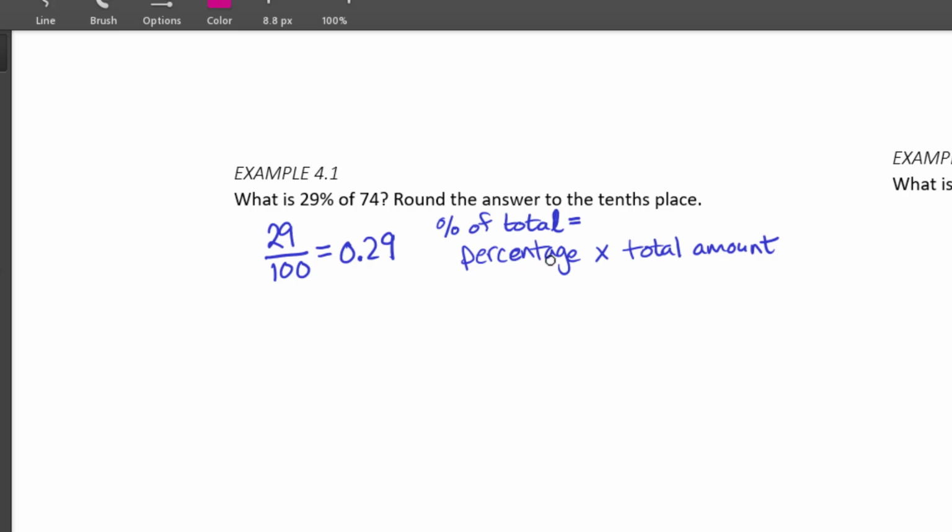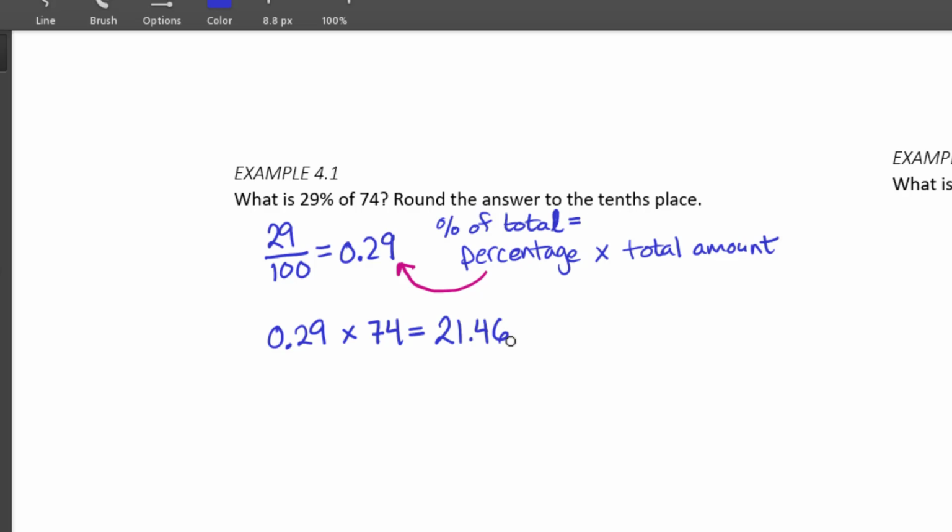So you can follow this, to get the percentage of a total, multiply the percentage by the total amount. But if you multiply 29 by 74, you're going to get some crazy amount. You have to multiply 29% by 74, understanding that 29% is 29 divided by 100, which is 0.29. 0.29 is the percentage times the total amount, which is 74, and we get 21.46. We were asked to round this to the tenths place.